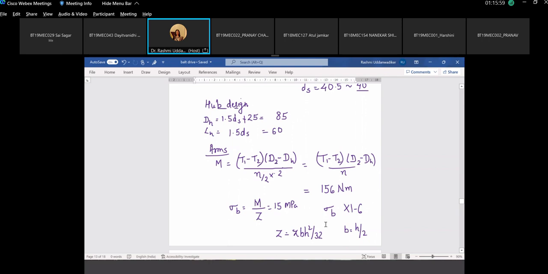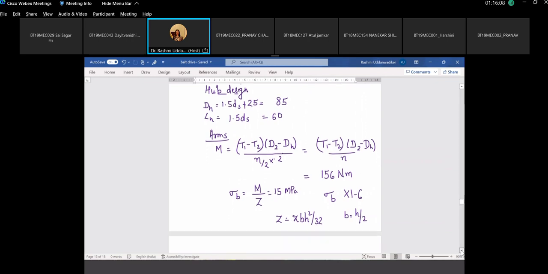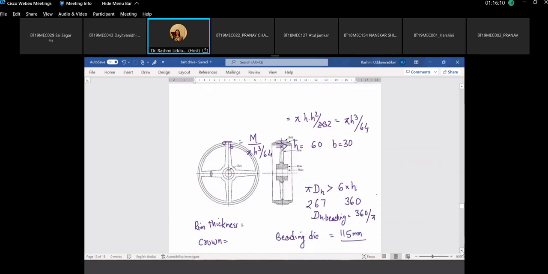Bending stress is 15 MPa. Assuming elliptical cross section with width half of its depth, we get the value of section modulus as pi h cubed by 64. We get B and H for the arm as 30 and 60. We have to make sure that this 60 mm thickness in the hub has sufficient place for it, and we have checked it is not. So we are increasing locally the hub diameter, which is known as beading.